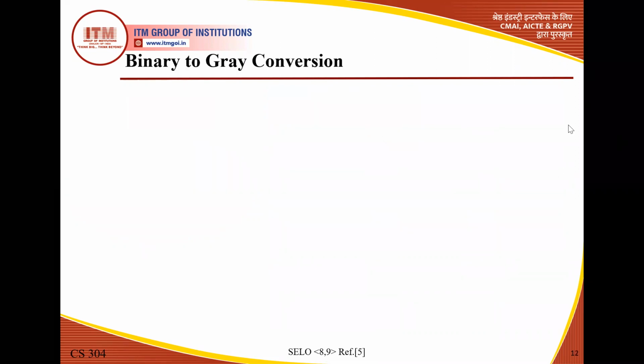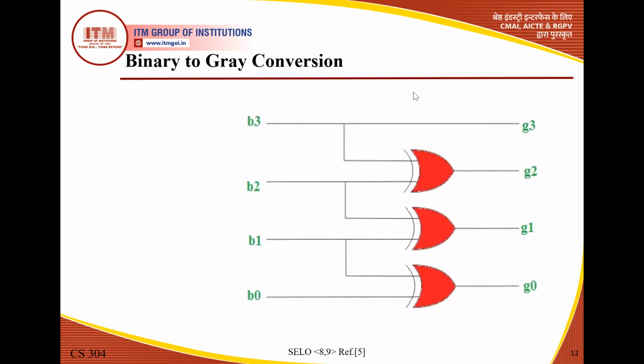Now we move to the binary to gray conversion. That is an important conversion. In this conversion we have a 4-bit binary code. Suppose that we have B3, B2, B1, B0. So we have a 4-bit binary number. When we convert this, we get the gray code G3, G2, G1, G0. So we convert a 4-bit binary code into a 4-bit gray code.